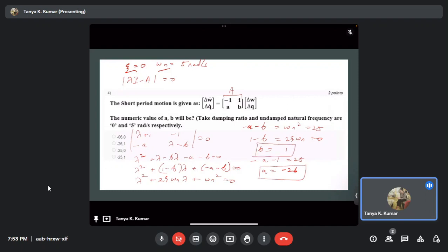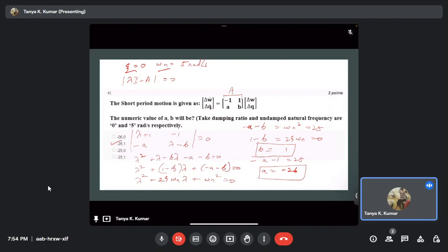So these are your two values, 1 and minus 26. That is, A is minus 26, B is 1. So for all of these questions, first you find the characteristic equation and equate it to the typical second order equation, and then you can find whatever is asked, either the unknown coefficients or the damping ratio and natural frequency. Now let's go to the next question.